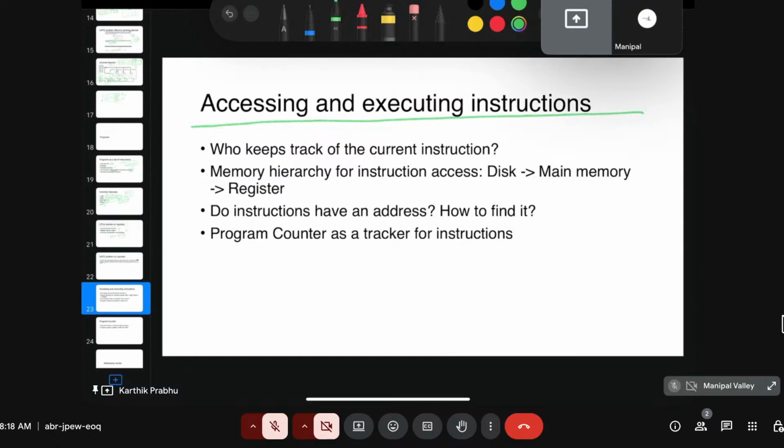Okay. Accessing and executing instructions. So what does this mean? We know that instructions are also stored in memory and data is also stored in memory. So let's say we have an instruction and that instruction is stored somewhere. When we write a program, let's assume we have already compiled it and that compiled program is stored somewhere. Where is that program going to be stored? It's going to be stored in our long-term memory, which is the disk.